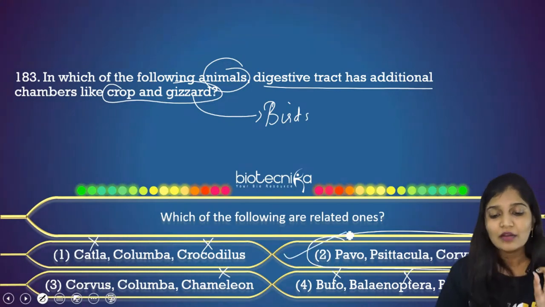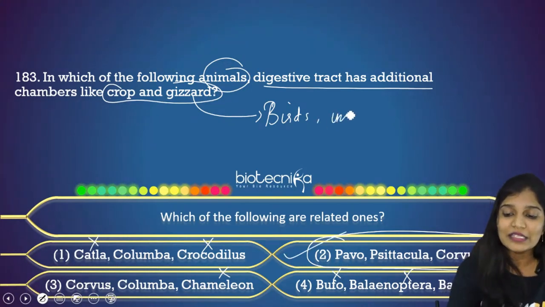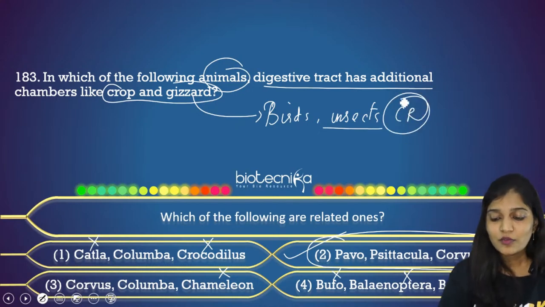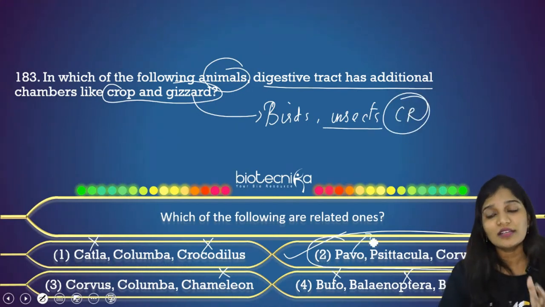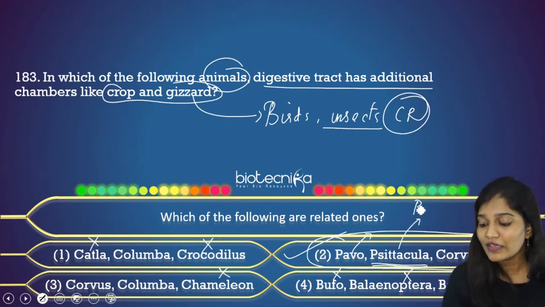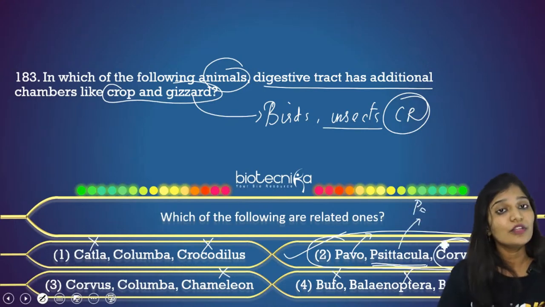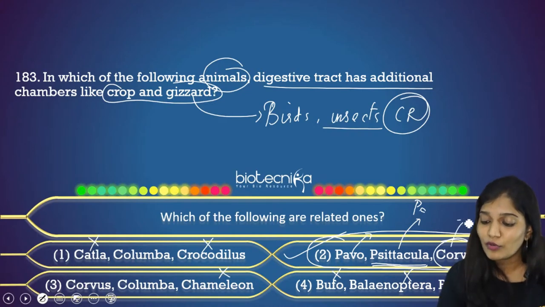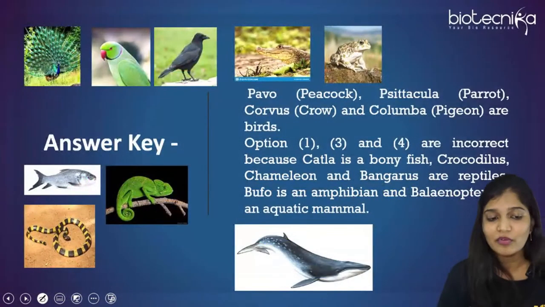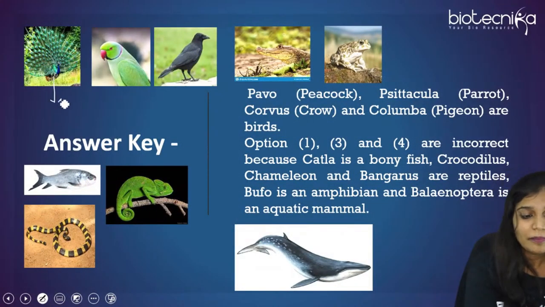So you will see crop and gizzards in birds and insects like cockroach. So Pavo, we already know peacock, turkeys come under Pavo. Psittacula is going to be, we know, parrot. And Corvus is going to be what? It is going to be crow. And Catla is bony fish. Columba, we'll see all these things in the image. So this is Pavo.